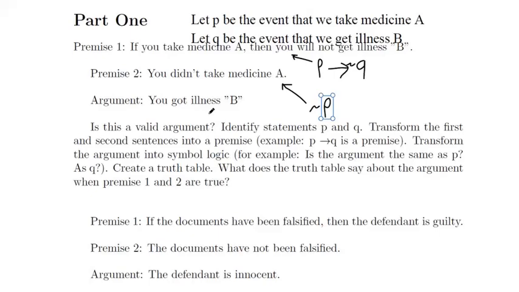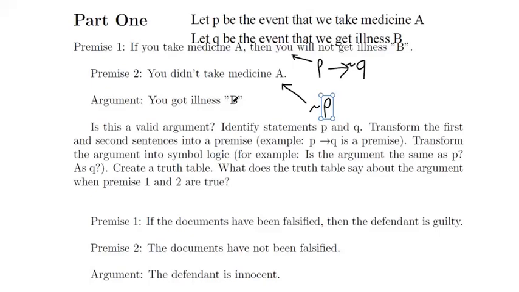And then the argument is that you got that illness. I didn't get very inventive with the names, did I? So the argument is that if you didn't take the medicine, then you definitely got the illness. But that's not true, right? You can not take a medicine and still not get an illness. There's other ways you could avoid an illness. You might never come in contact with it. Some illnesses happen just by chance.